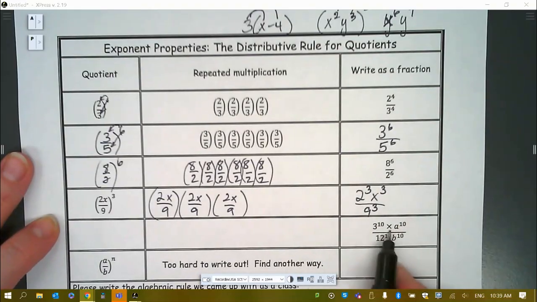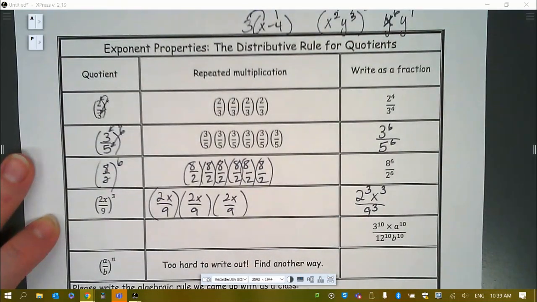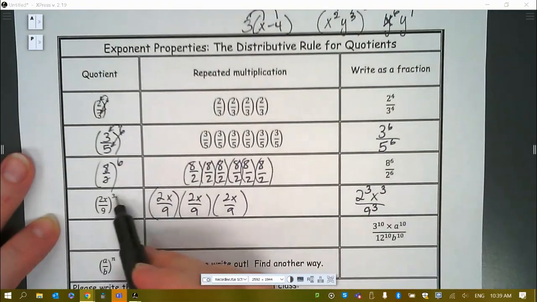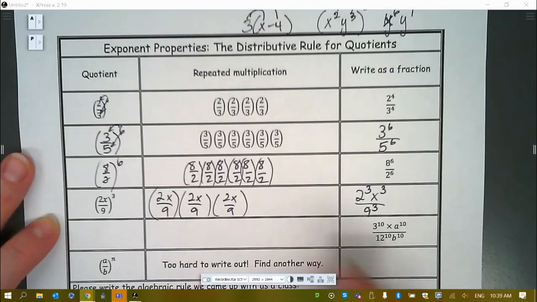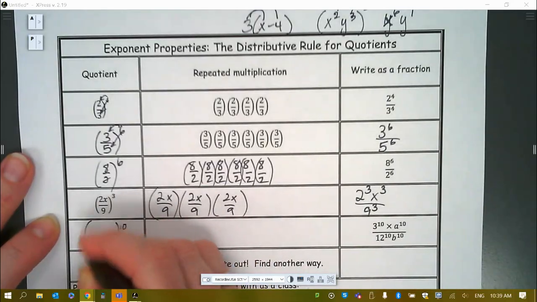So let's look at this one. 3 to the 10th times a to the 10th, and then 12 to the 10th, b to the 10th. Okay, where could that have come from? Well, let's think backwards, right? Think about where that 10 came from. The 10 on these ones, or the 3 on these ones, was this, right? The 10 on this one is probably going to be our number outside the parentheses.